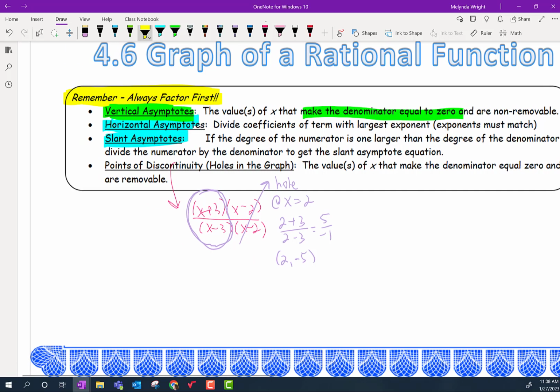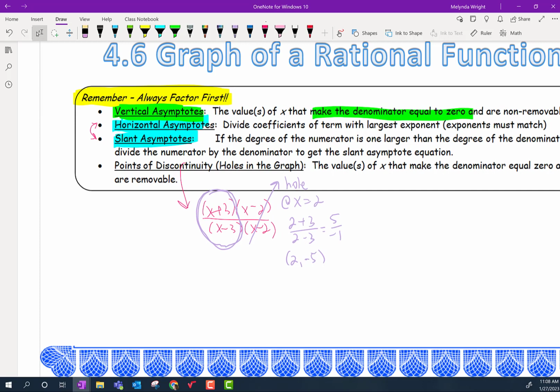Another thing I need to mention is that with horizontal and slant asymptotes, you will only have one or the other. You will never have both of those things in one equation. Only one or the other, either horizontal or slant, never both. That's another little clue that I need to tell you.